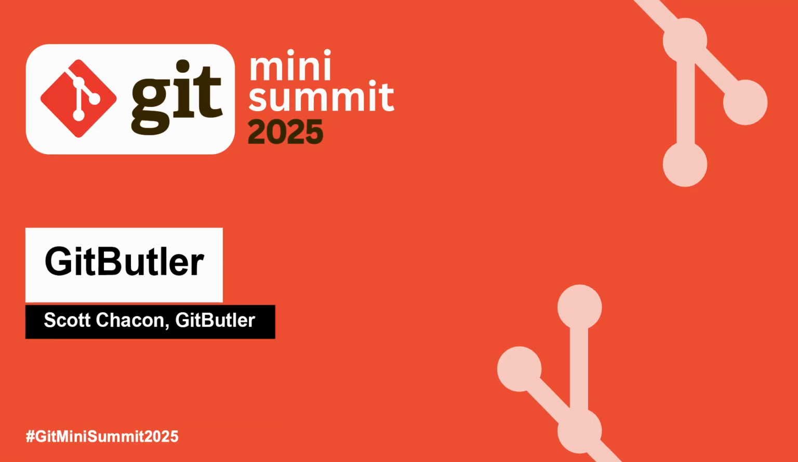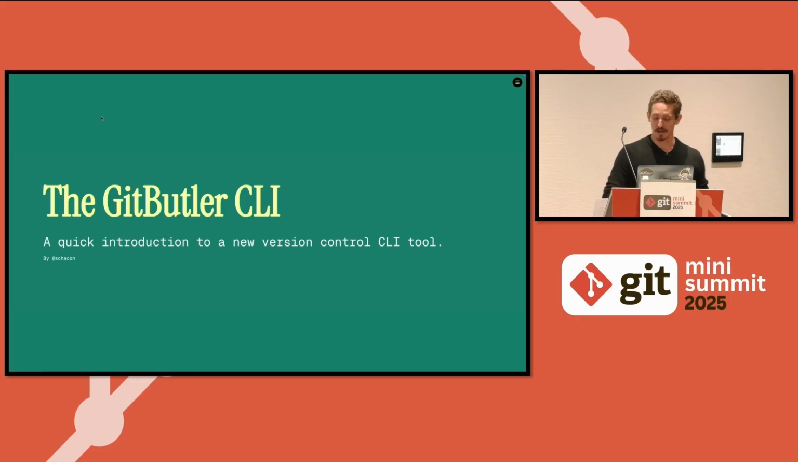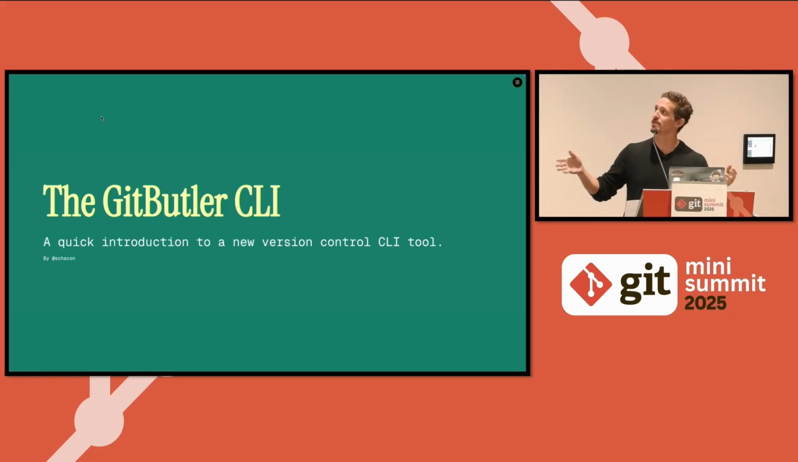I have some live demo-y stuff, and I don't have it on my screen, so this is going to be a little interesting. But anyways, if you guys haven't used GitButler, it is a version control tool. It's a GUI generally, but we're working on a CLI, and I wanted to show off some of the CLI stuff since you guys all work on Git, and Git has an interesting CLI.